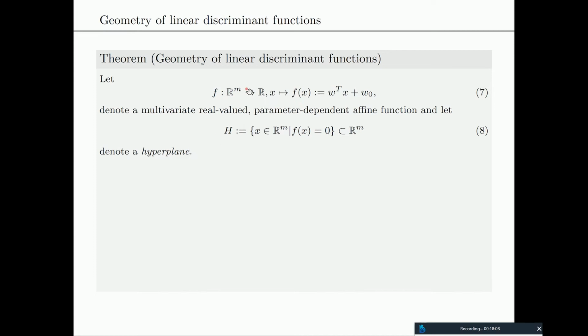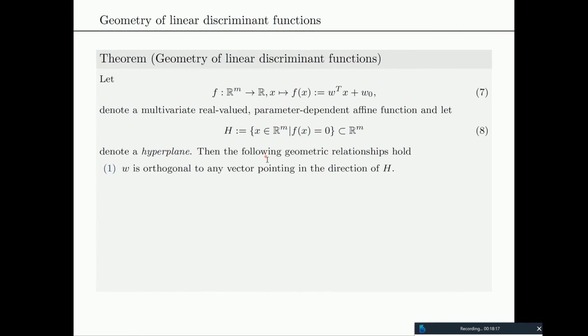So here we again assume that we have this affine function, which is part of the linear discriminant function, and we have the hyperplane. And then one can show three important properties. First, the weight vector is orthogonal to any vector pointing in the direction of the hyperplane. So the weight vector is a normal vector on the hyperplane, which means, and this is very important, that if you change the weight vector, you change the hyperplane accordingly, because they are always at 90 degrees. They never lose their orthogonality. So changing the weight vector shifts the hyperplane in orientation, definitely.